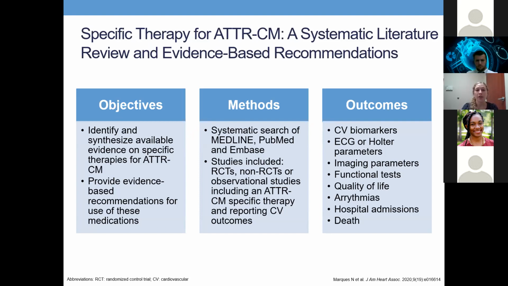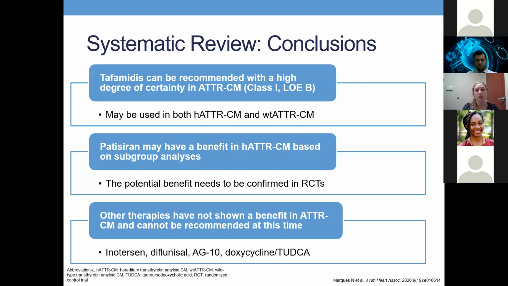And the studies that were included were randomized control trials, non-randomized control trials, as well as observational studies. And they had to be discussing TTR cardiomyopathy specific therapy. And then they also had to report on cardiovascular outcomes. You can see some of those important outcomes listed to the right side there. The authors concluded that tafamidis can be recommended with a high degree of certainty in our patients with TTR cardiomyopathy. And this was given a class 1 level of evidence B recommendation.